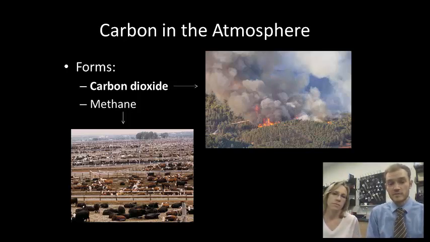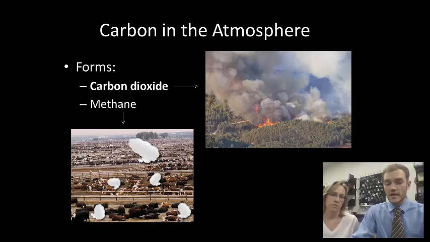Another form that carbon takes when it goes into the atmosphere is methane. It's just a different type of gas, but instead of mostly coming from plants, like carbon dioxide does, methane mostly comes from animals. So we have a picture here of a bunch of cows out on a feedlot. Those cows, they give off methane gas.